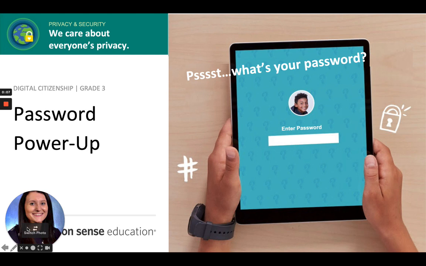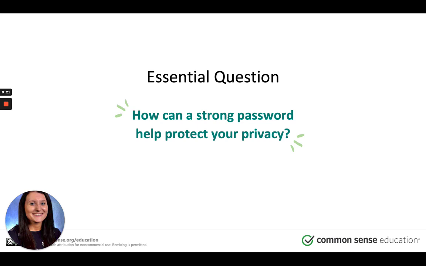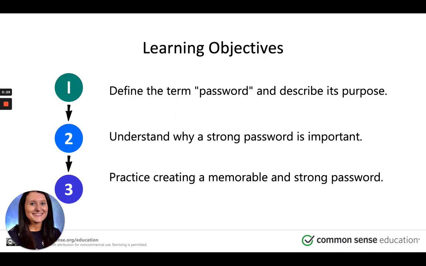Today for our technology lesson, we are going to be talking about password power-up and how to protect your accounts online. So the essential question that we want to answer today is, how can a strong password help protect your privacy? So our learning objectives today are, we want to define the term password and describe its purpose, understand why a strong password is important, and practice creating a memorable and strong password.